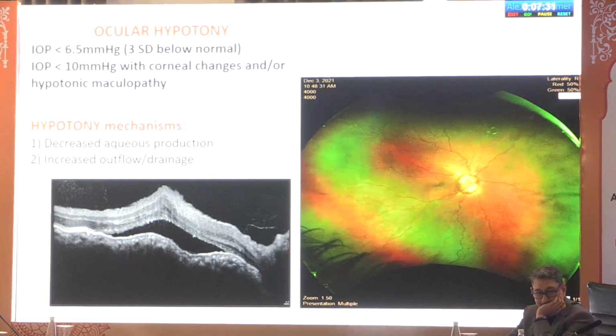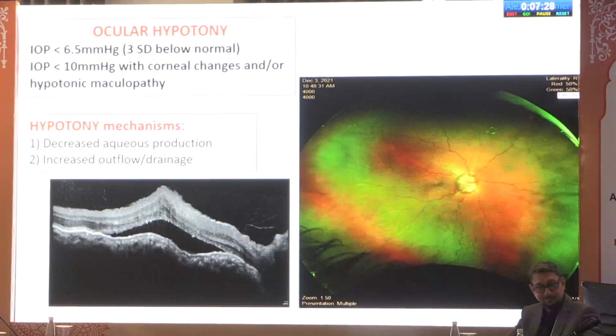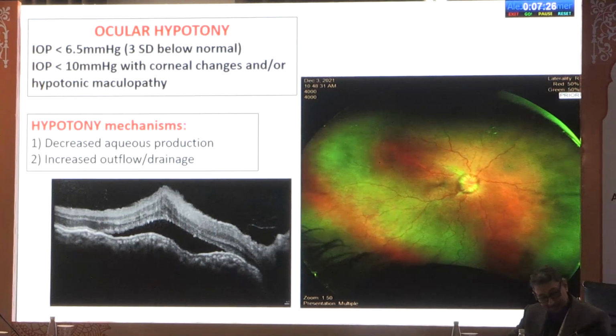I think what's important is, yes, the cutoff of 6, but there's also a clinical definition of ocular hypotony, in which you can have any pressure which is like a single digit, but you have either corneal changes which can range from fine defolds to edema.